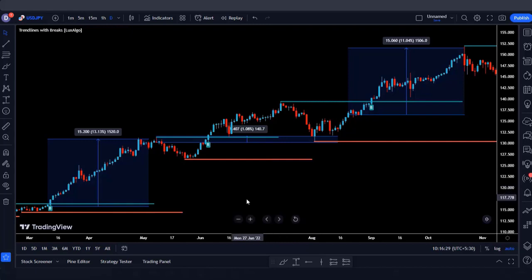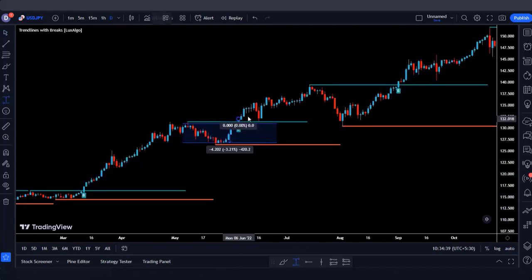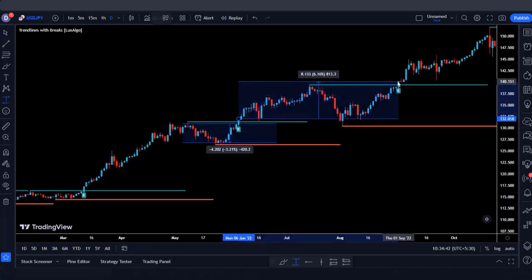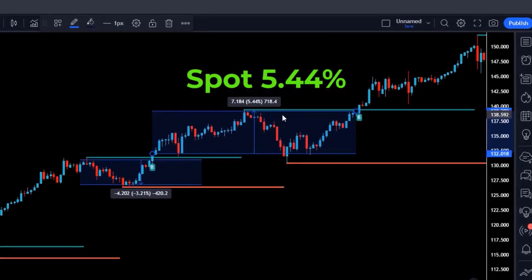Things went exactly as I explained earlier. There was a resistance ceiling here, and with its breakout, we'd have gotten a signal. We could have gained 5.44% profit from this trade.